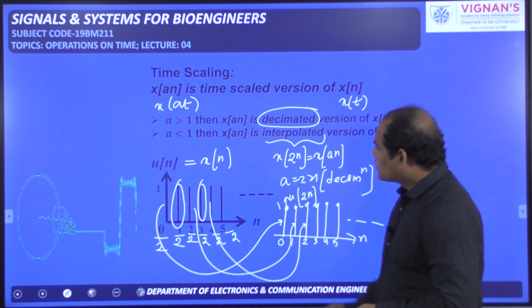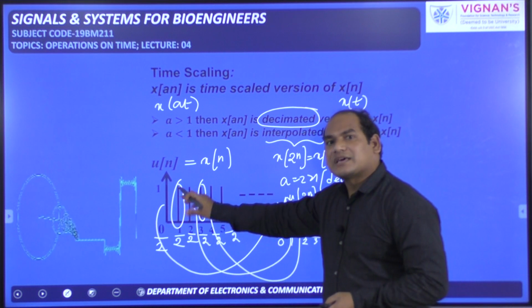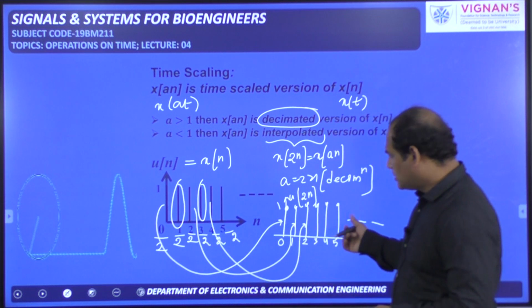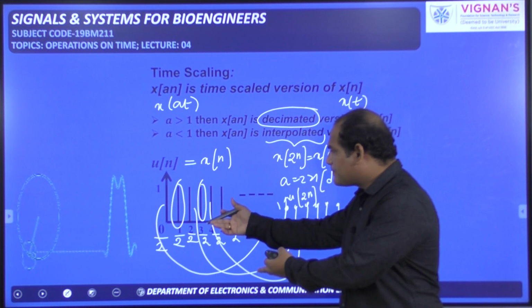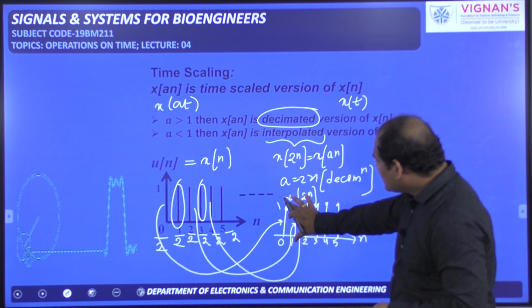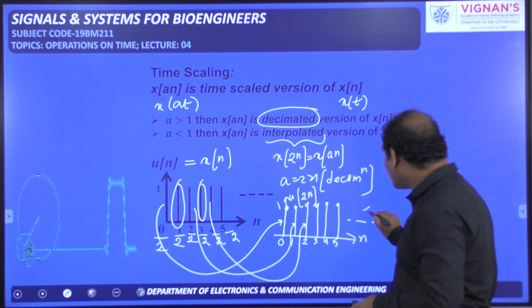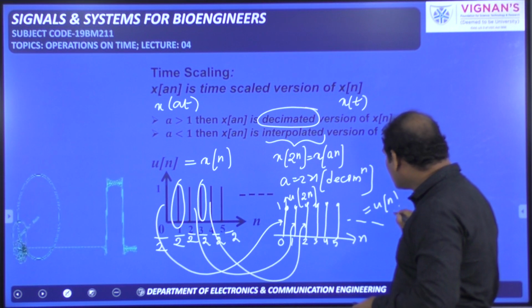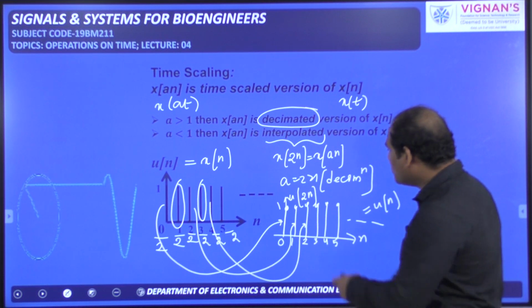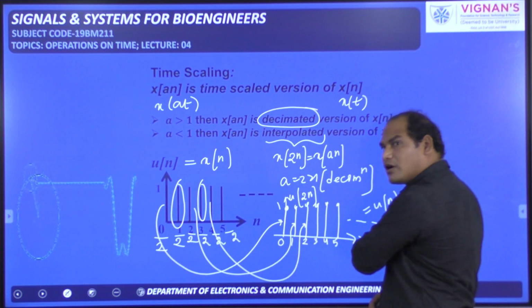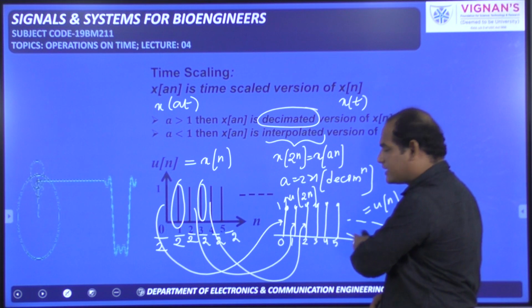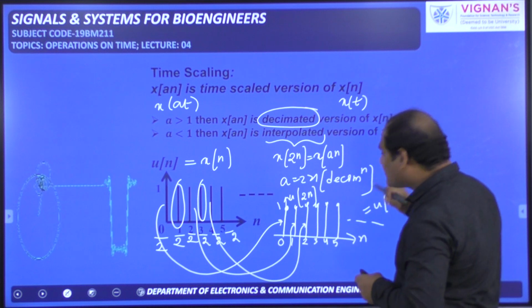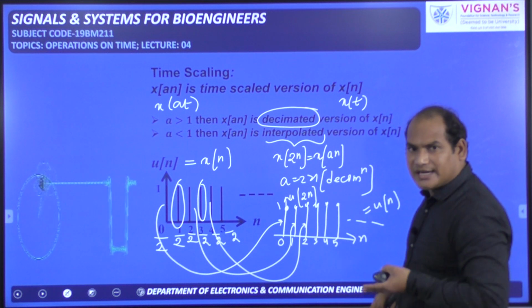Here 50% of the samples are missed and you got like this. But if you see it visually, it is also looking like u of n only. You forget all the operations, you see the signal, it is looking like u of n only, the unit step signal in the discrete domain. So u of 2n is equal to u of n only. This is a new thing we got here.